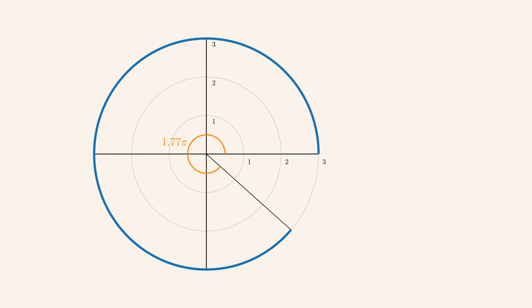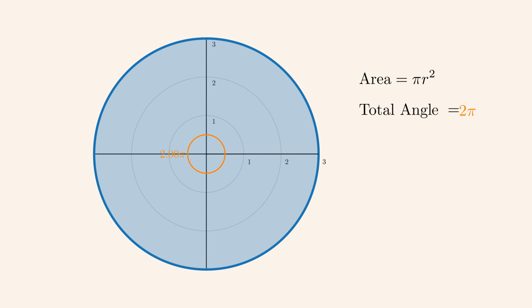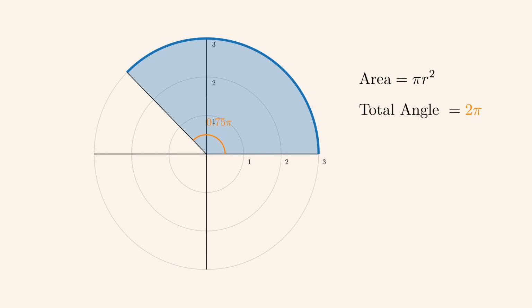Firstly, we introduce our polar axis and begin by drawing a circle with a radius of 3. The area of the circle is pi r squared, and there are 2 pi radians in it. But what if we only considered a sector? Then we just take a fraction of the total area, proportional to the sector's angle. For a general angle theta, we can use this formula to find the sector's area.